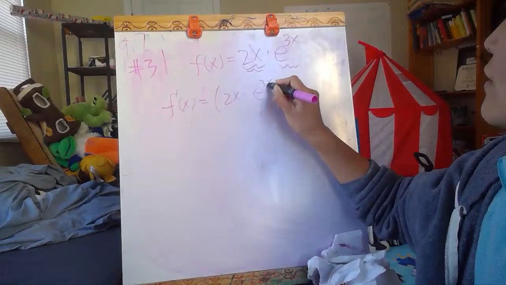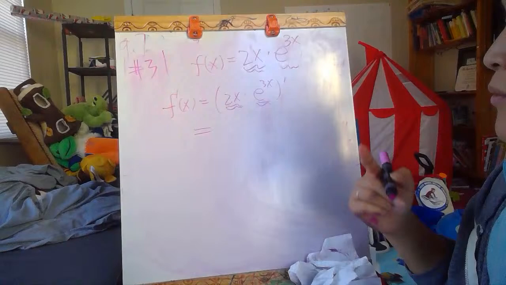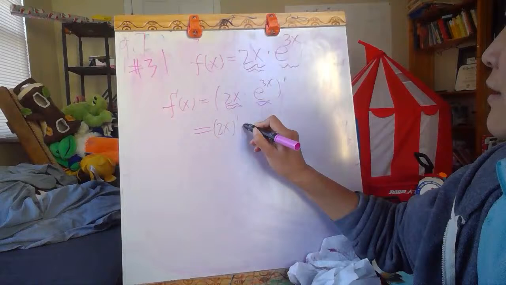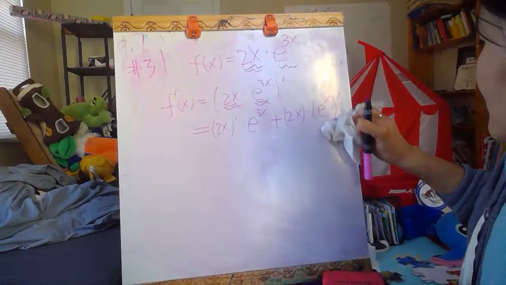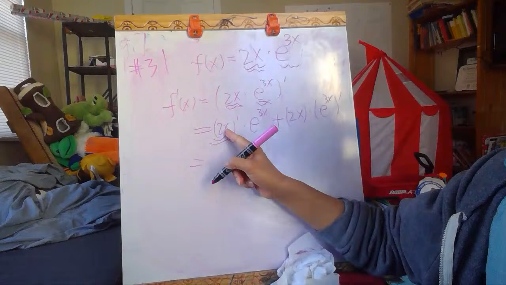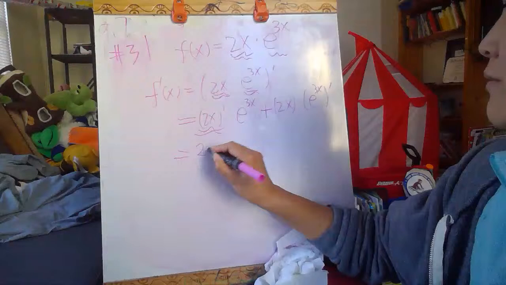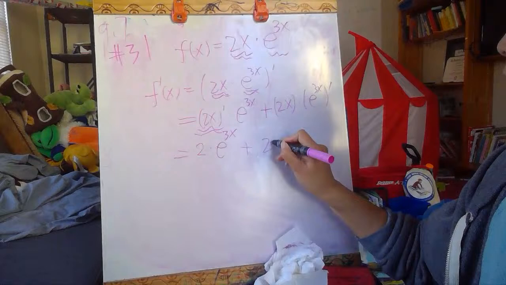first we need to use the product rule. So try to remember what the product rule is. Here we use the product rule: derivative of the first part times the second part, then plus the first part times the derivative of the second part. So what's the derivative here? The derivative of 2x is 2, so it's 2 times e to 3x, then plus 2x times this derivative. Be careful.